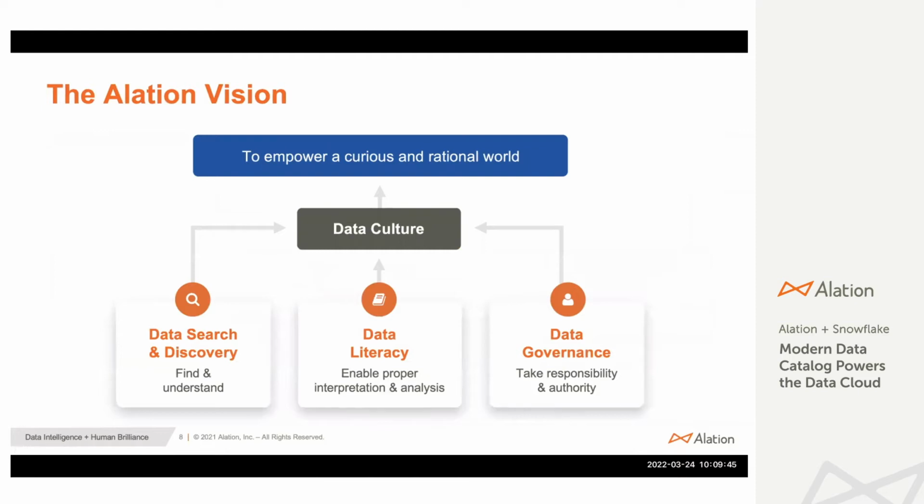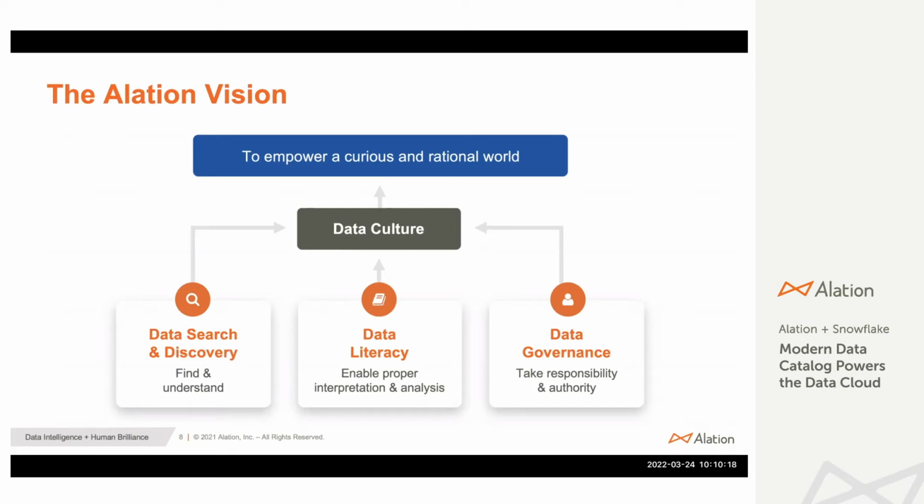So we help organizations develop a data culture. The Alation vision is to help consume data as an organization and to empower a curious and rational world. This means that people need to be able to ask questions, generate value and efficiencies to help digitize business. And in order to get there, you have to have a data culture. Now, it can be really hard work. People, process, and technology all have to be in place.